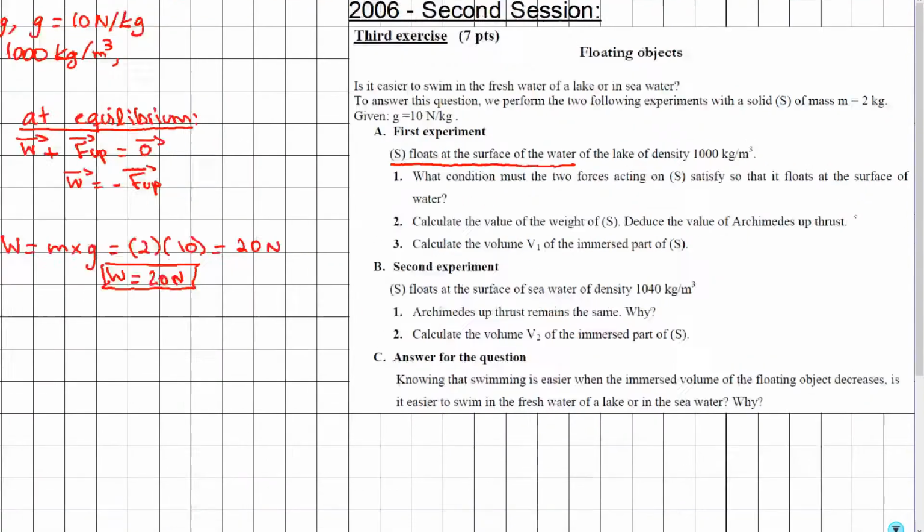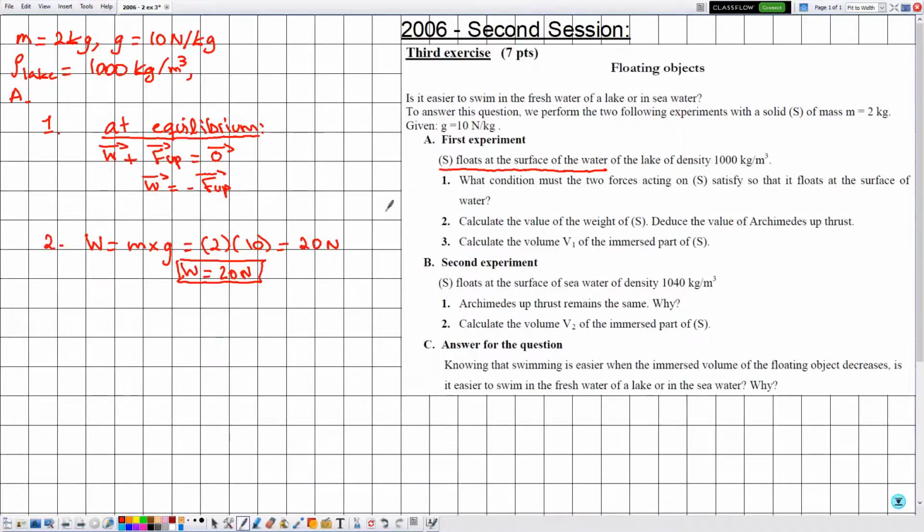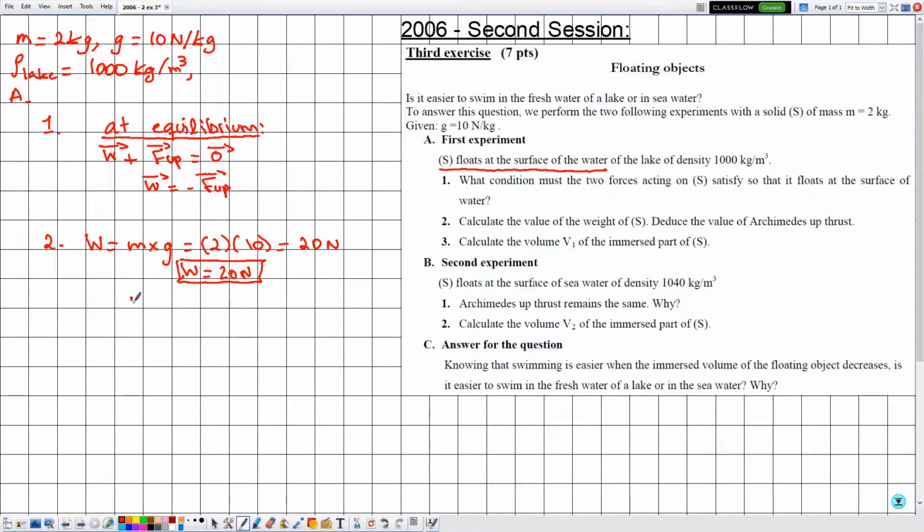As for the second part, deduce the value of the Archimedes upthrust, and here by the value it means the magnitude, and by deduce it means that we need to refer to the previous part in which we have determined the value of weight, knowing that we have the condition of equilibrium. So W vector is equal to minus F upthrust, and we are interested in the magnitude, so let's write in magnitude.